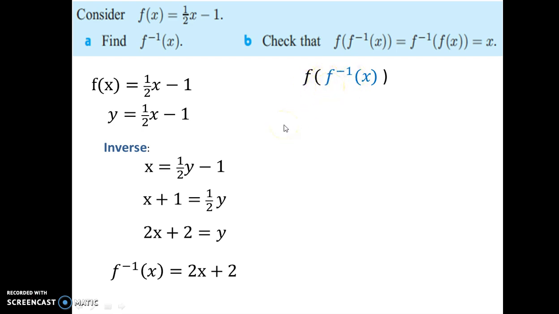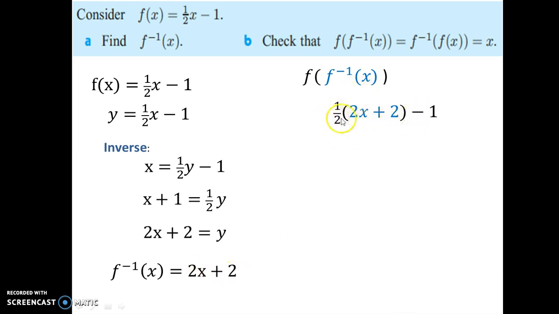So let's try that. What does that mean? Here again, this means the inverse is going into the original function. So here's our original function, and I'm replacing this x with the inverse, right? That means this x is being replaced with the inverse. So I took the original function, half x minus 1, but the x has been replaced with the inverse function, which is 2x plus 2, right there.